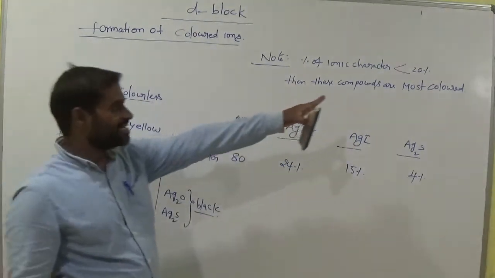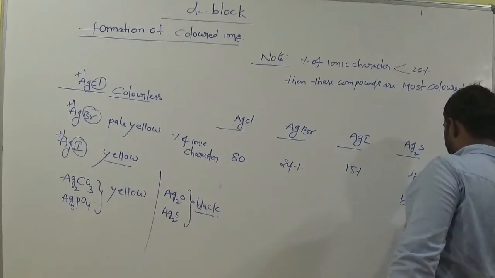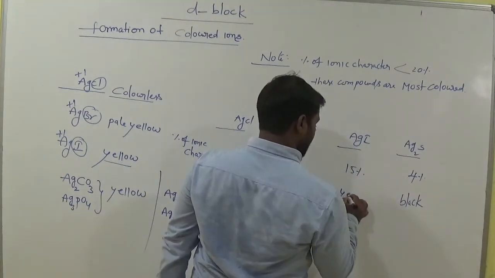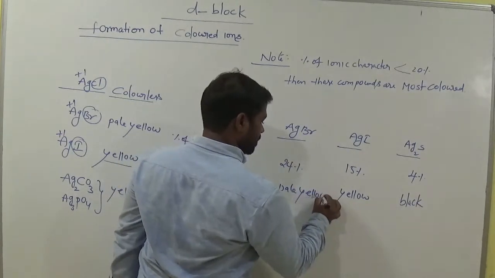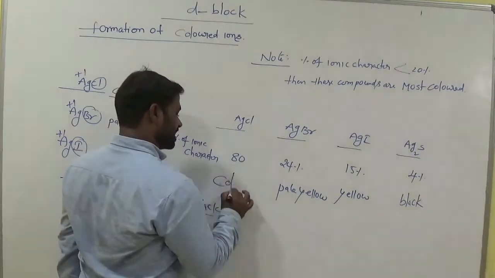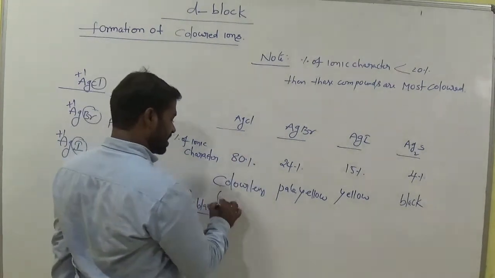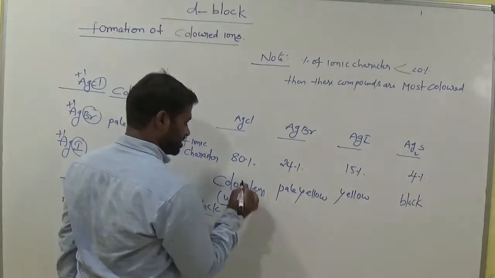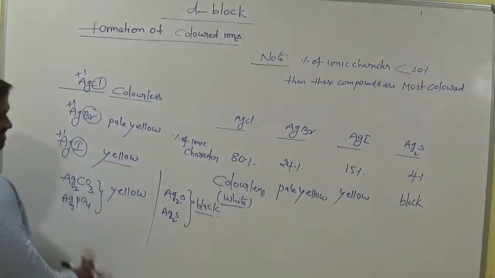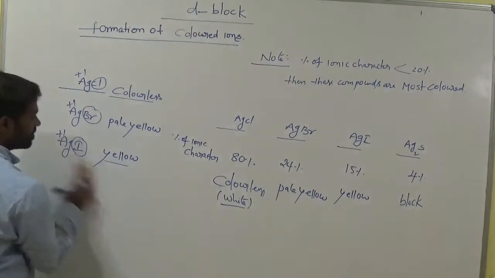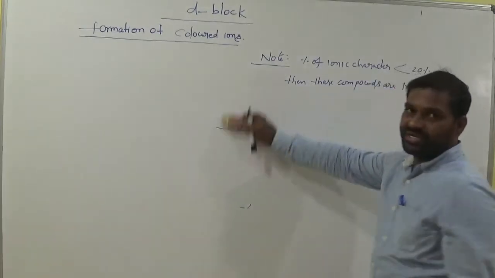So where the percent of ionic character is less, they are more colored, so it is black in color, then yellow, pale yellow, and it is almost all colorless. Why? Because it has a higher percentage. Colorless or white. Clear? That is the concept here. Clear, students?